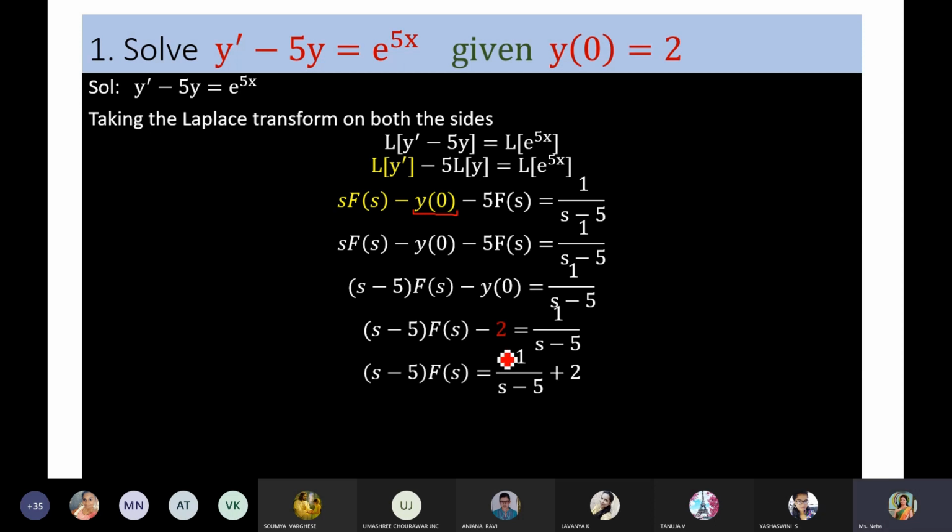So now this we have minus 2. Now I have taken minus 2 on the right hand side. So 1 divided by s minus 5 plus 2. Take the LCM. 1 plus 2s minus 10 divided by s minus 5. And on the left hand side we have s minus 5 into f of s. Then s minus 5 also will go to the right hand side. Left side only f of s will be there. No other term.